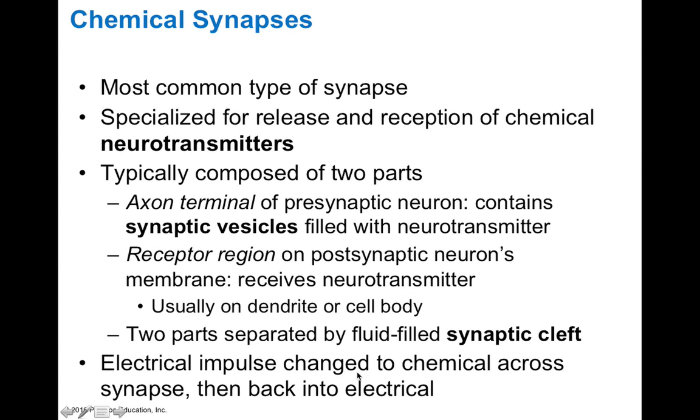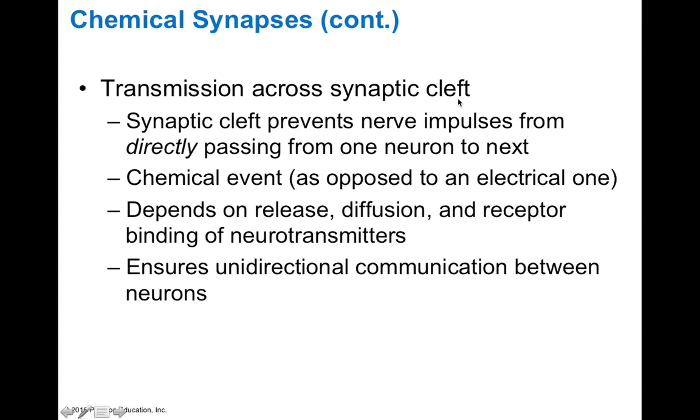And electrical impulses are changed to chemical across the synapse and then back into electrical again. So it's an action potential that causes the release of neurotransmitters, or chemicals, and those neurotransmitters can generate electrical currents in the postsynaptic cell. Now, transmission across the synaptic cleft occurs in several key steps. We find that the synaptic cleft prevents nerve impulses from directly passing from one cell to the next. There are chemical events occurring, and this depends on release, diffusion, and receptor binding.